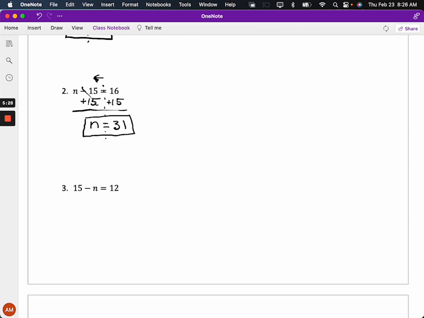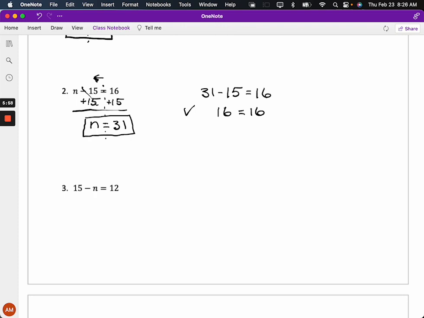Now that I have my value of n equals 31, I'm going to substitute it back into my original equation, which just means I'm going to replace n with 31. So instead of n, I write 31, and then minus 15 equals 16. Well, 31 minus 15 is 16. 16 equals 16. That is a true statement, so I'm good to go.